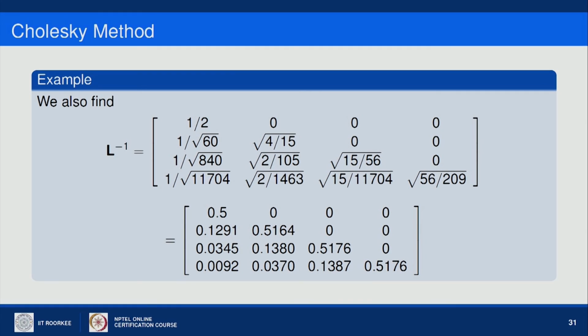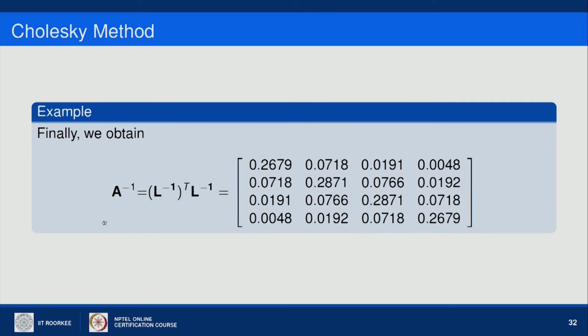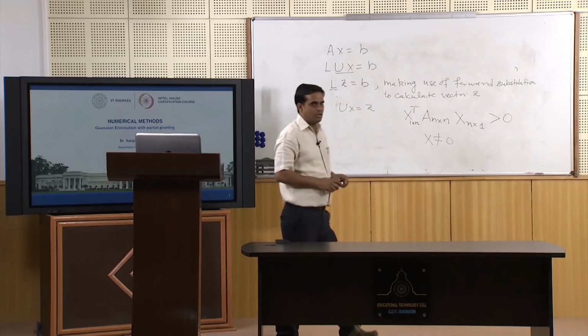If I want to find L inverse, with the same process, L inverse comes out in this way, which is equal to this particular matrix, and A inverse will become L inverse transpose into L inverse. This is the matrix A inverse.